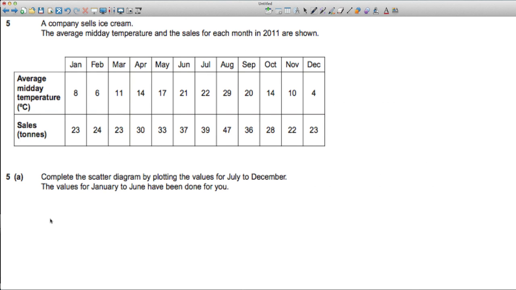Okay, next question. A company sells ice cream. The average midday temperature and the sales for each month are shown in 2011. Okay, and we're asked to complete the scatter diagram by plotting the values for July to December. The values for January to June have already been done for you.